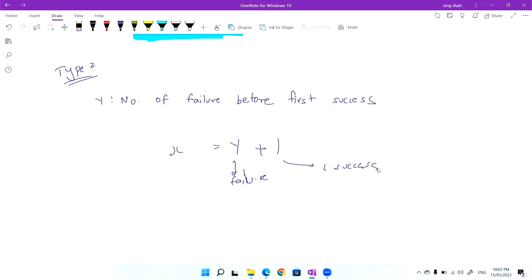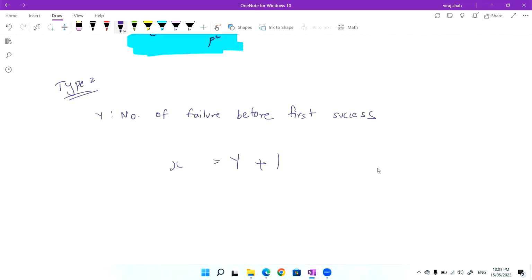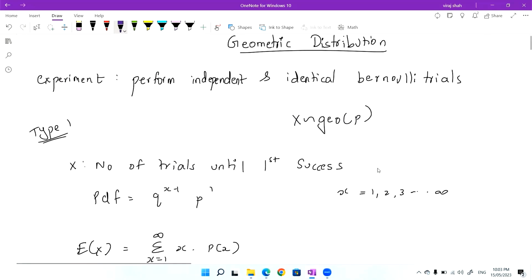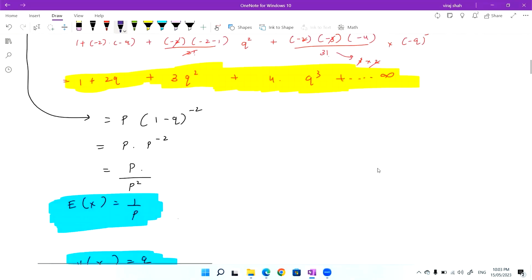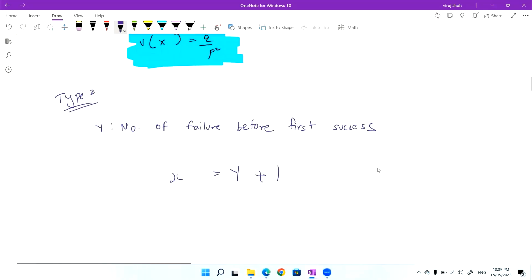So this is nothing but a relationship between your type 1 and type 2. X is equal to y plus 1. We are modeling failures here. In type 1 we model success, the first success. Here we are modeling failure. So we are interested in y. Y is nothing but x minus 1.